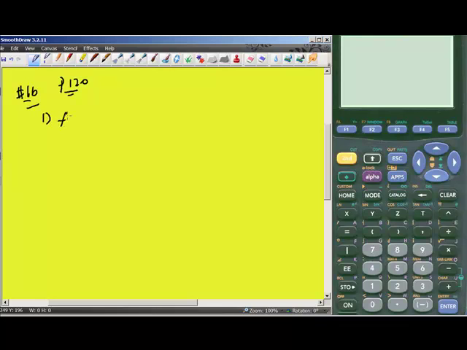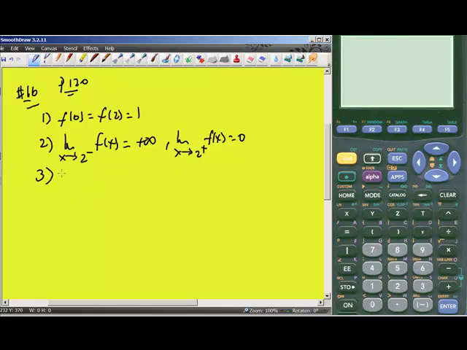One, they tell us f of 0 is equal to f of 2 is equal to 1. Two, they tell us the limit as x goes to 2 from the left side of f of x is equal to positive infinity. And the limit as x goes to 2 from the right hand side of f of x is equal to 0. Three, they tell us the limit as x goes to negative 1 from the left hand side, my function is equal to negative infinity. And the limit as x goes to negative 1 from the right hand side of f of x has to go to positive infinity.